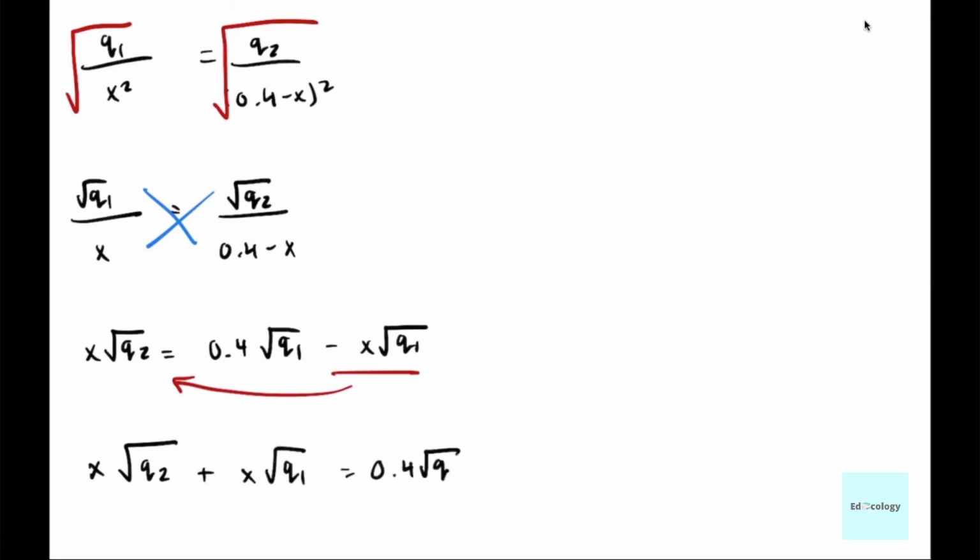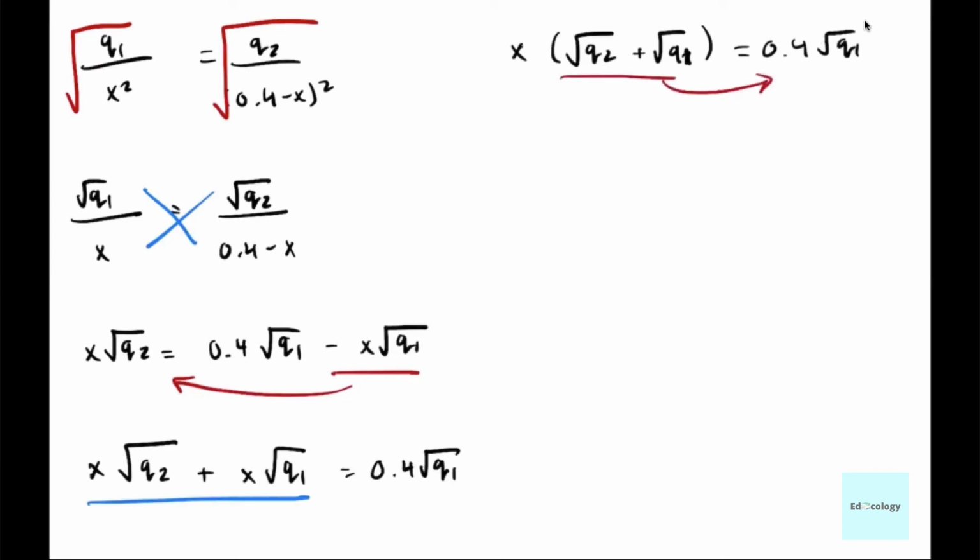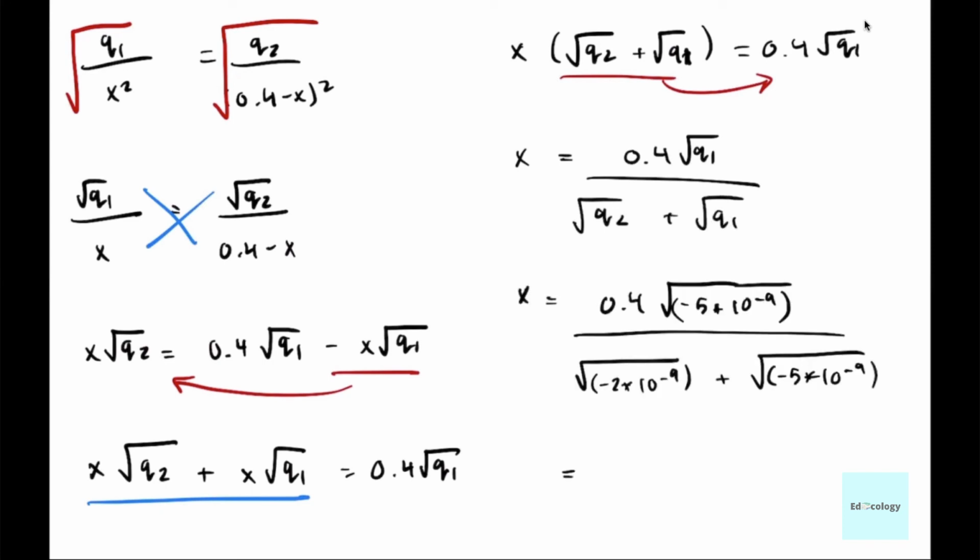0.4 radical Q1. And then you find the greatest common factor here, which is x. So you take x outside, radical Q2 plus radical Q1 equals 0.4 radical Q1. And then you take this to the other side. So you will write x equals 0.4 radical Q1 over radical Q2 plus radical Q1. Okay, and when you substitute the values, you will get x is equal to 0.25 meters.